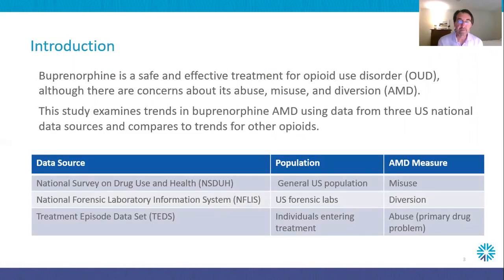The first one is the National Survey on Drug Use and Health, or NSDUH, and that provides estimates of misuse of various drugs in the general US population. The NFLIS, the National Forensic Laboratory Information System, uses data on drugs seized by law enforcement that are sent to US forensic laboratories for analysis as an indicator of diversion. And the TEDS, the Treatment Episode Data Set, collects data from individuals admitted to substance use treatment to provide information on primary drug problem as a measure of abuse.